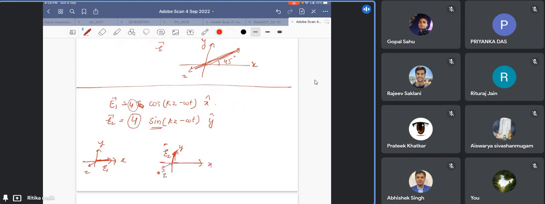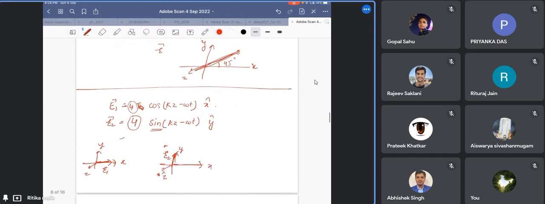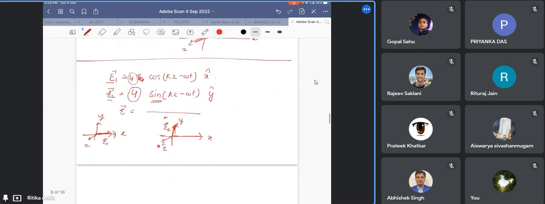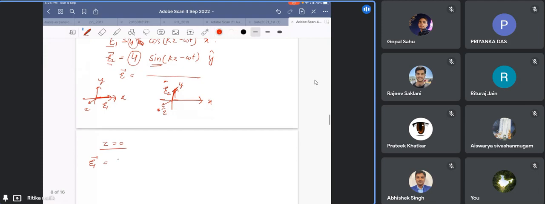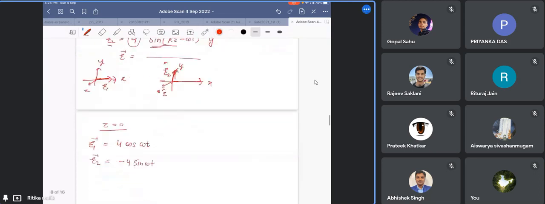And the resultant component, E vector, is the combination of that. And to visualize it, what we do is we start with, let's say, z equals 0. The electric field E1 is 4 cos omega t, and the electric field E2 is minus 4 sine omega t. I have just put z equals 0 here. So this is what my electric field looks like.